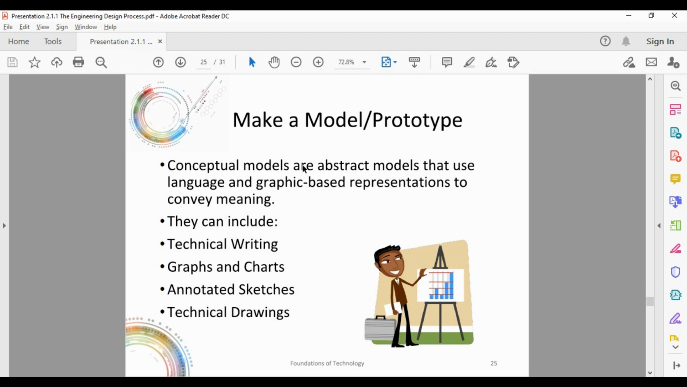Okay. Conceptual models are abstract. They can use language and graphic-based representations to convey meaning. So this is actually a lot of what you did with the backpack project.